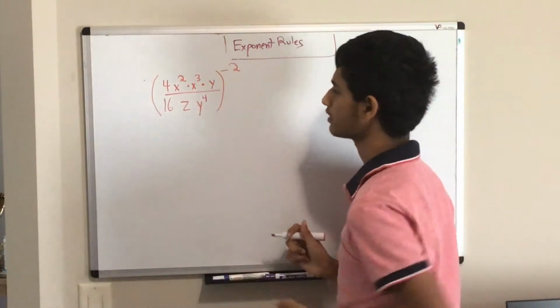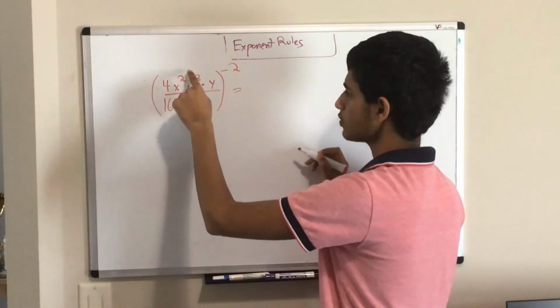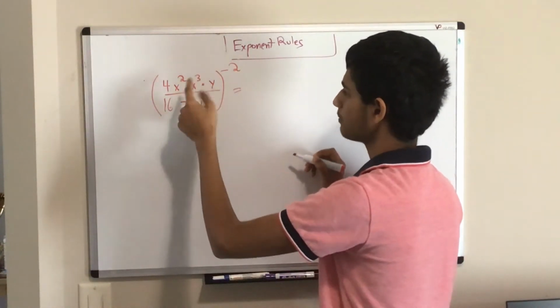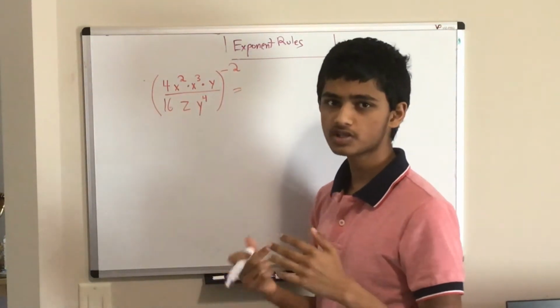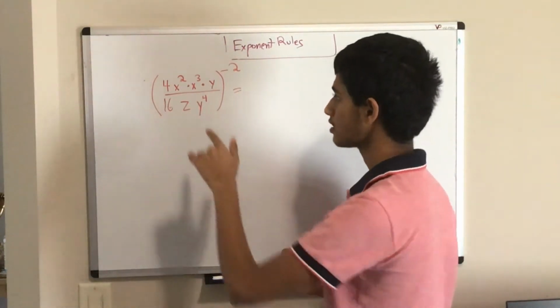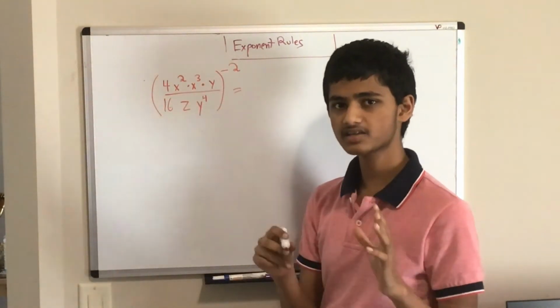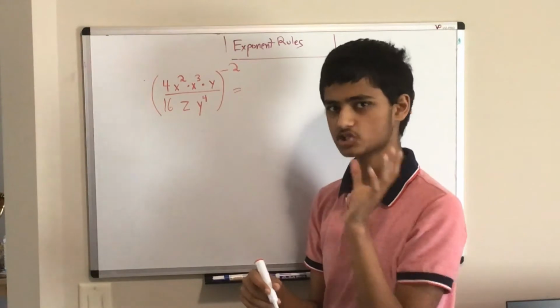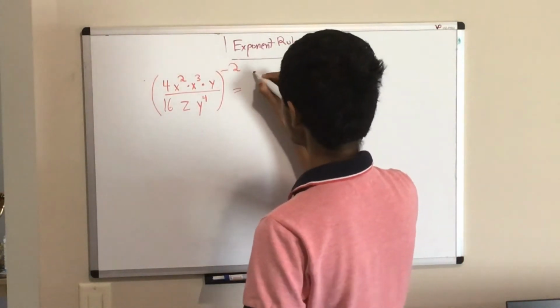Let's start with the numerator. We notice right off the bat that there is an x squared and an x cubed. By the product rule, if the bases are the same and there are two different exponents, we can keep the same base and add the exponents. So x squared times x cubed is the same thing as x to the power of 2 plus 3, which is just x to the power of 5. We're going to do that first.